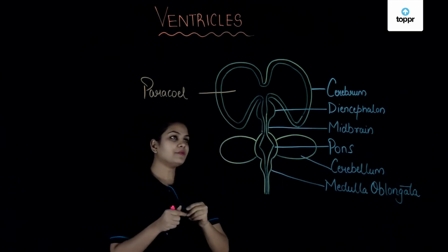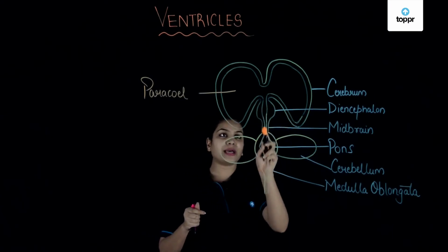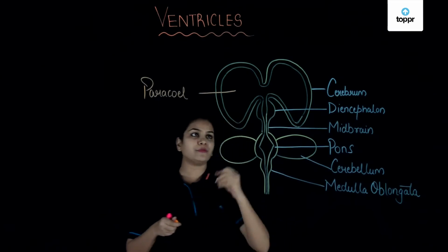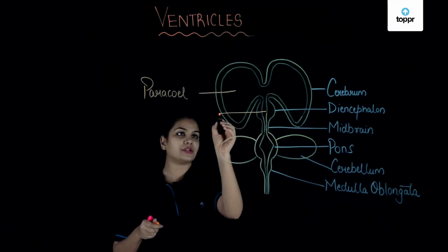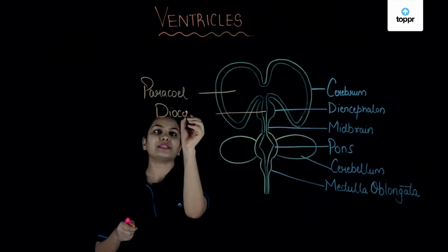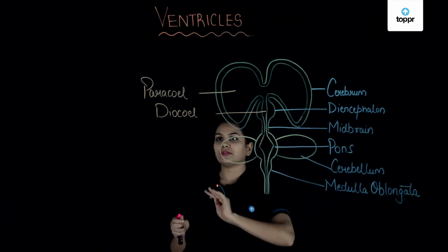Next we see that the first two ventricles from both the hemispheres join together and then open into the diencephalon, and this is what forms the third ventricle. This ventricle is called diocele.